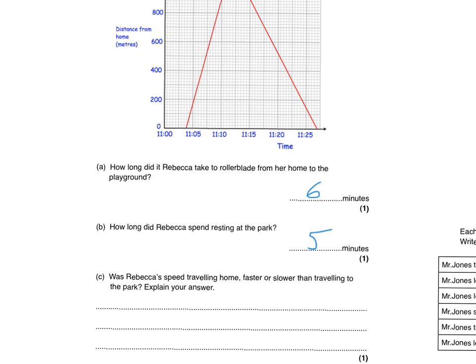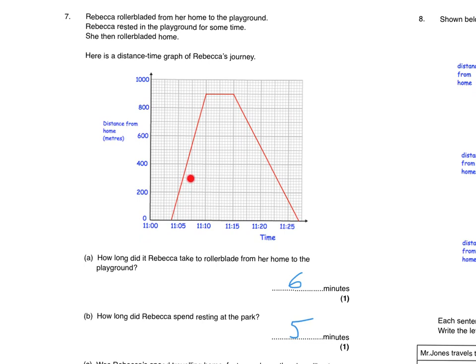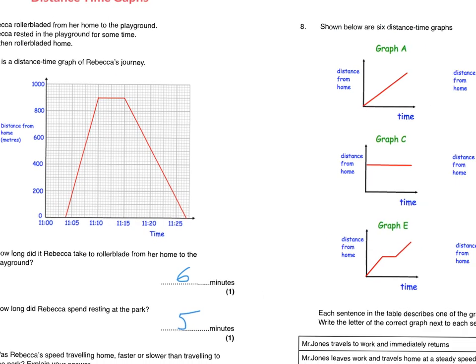And then, was Rebecca's speed travelling home faster or slower than travelling to the park? And explain your answer. Okay, well, I'm going to say that this line is the steepest. So we know that a steeper line is a quicker line. So travelling to the park was quicker for that reason.